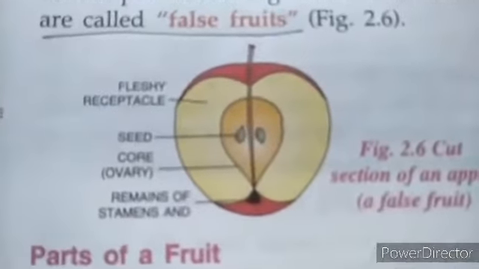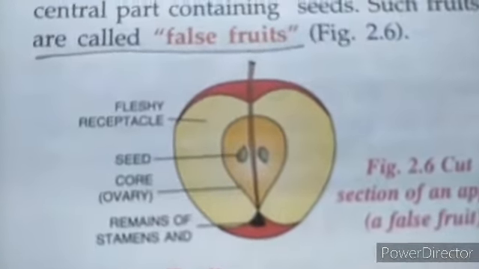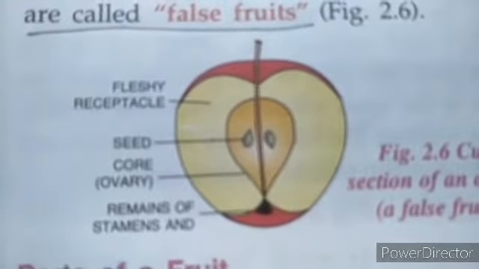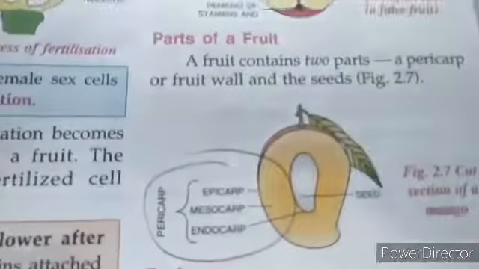Have a look at this diagram here. It is a false fruit. I hope it is clear. And now we go to the parts of a fruit.